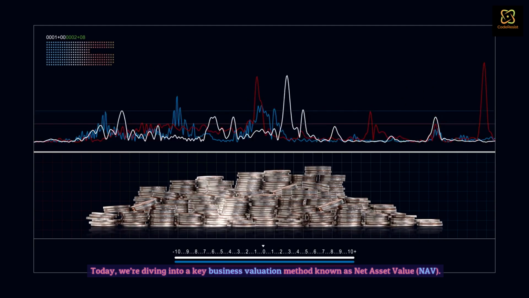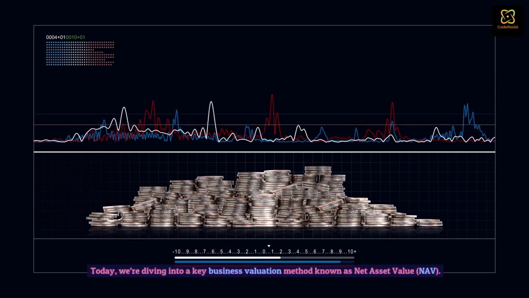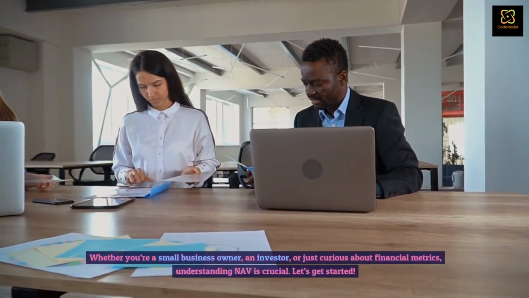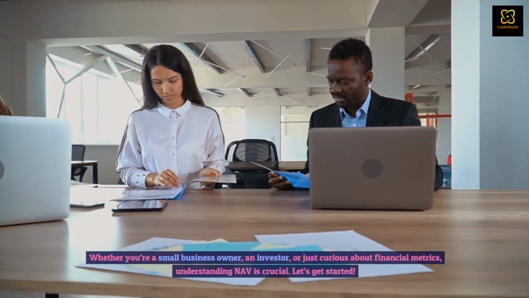Today, we're diving into a key business valuation method known as net asset value, NAV. Whether you're a small business owner, an investor, or just curious about financial metrics, understanding NAV is crucial.